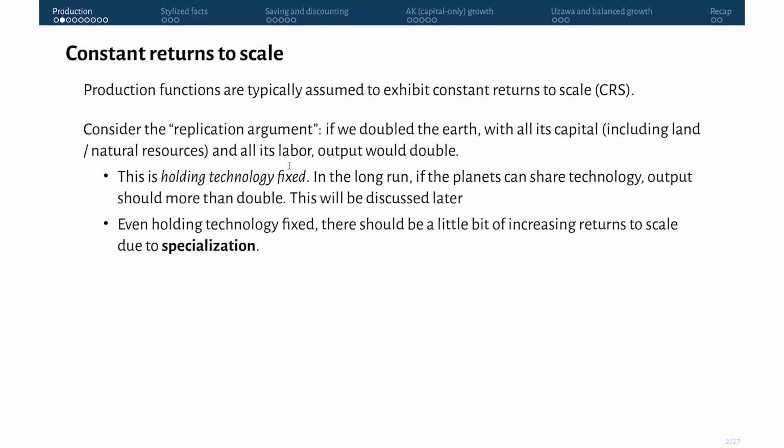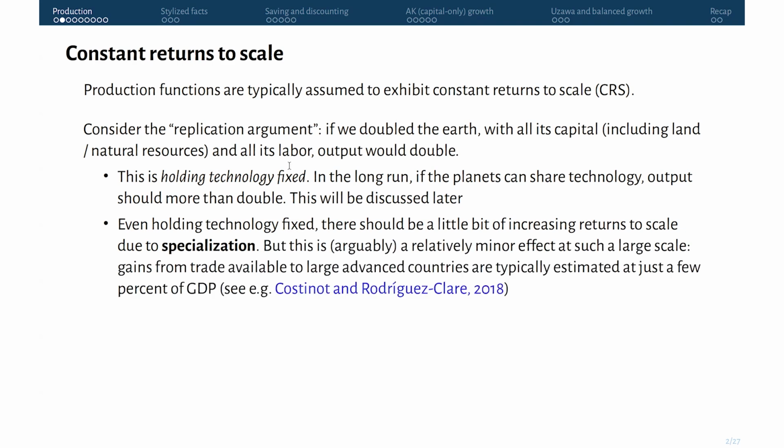Now, even with fixed technology, you might expect a little bit of increasing returns to scale due to specialization, right? If there's some really long supply chain, people are making really, really specialized parts. Well, if you've got 20 billion people instead of 10, the global economy can specialize more finely, and you can more than double output. But this is arguably a relatively minor effect at such a large scale. And a reason for thinking this is that the gains from trade that seem to be available to large advanced countries are usually estimated to just be a few percent of GDP.